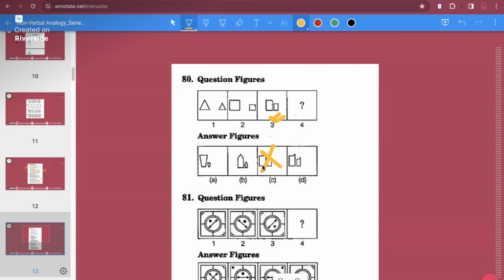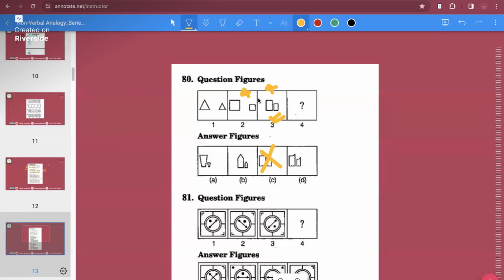Comparing all the 4 options, B is the odd one. The location of the figure is in the center. And also the number of sides we can decide, sir. In the options, everyone has 4 sides, except B.